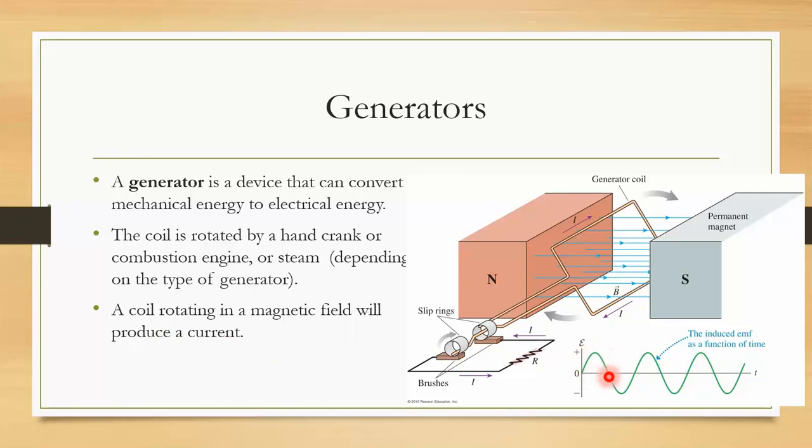It's going to be positive and negative and positive and negative because the direction of the coil is going to flip. This is a backward motor. The changing magnetic field induces a current in the wire. We can use that current to generate electricity.